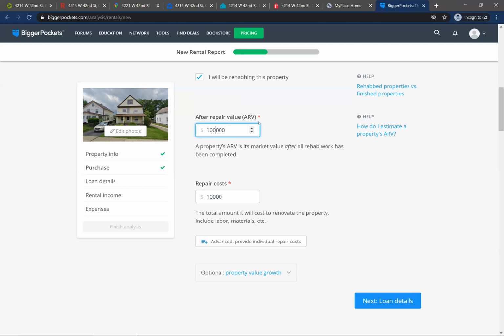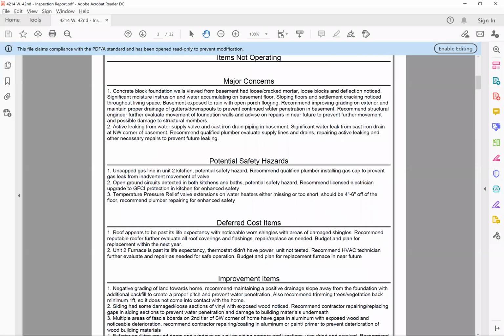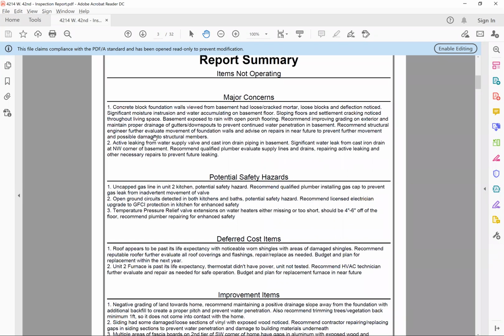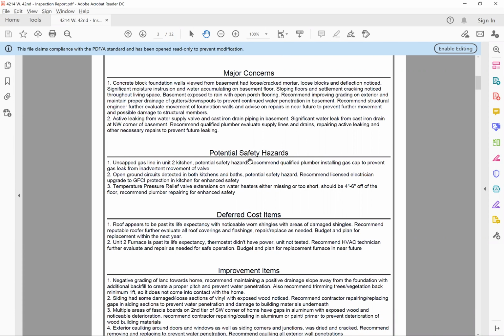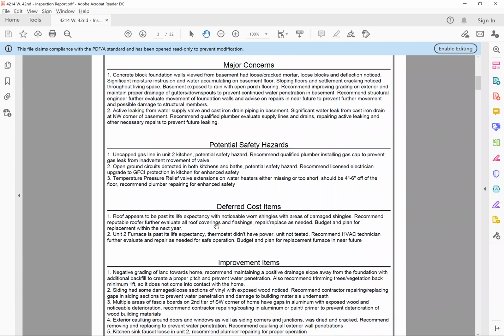So I already got the inspection report for this property. If we go to the inspection report, we'll be able to see the main items which we need to be concerned about. There are a few major concerns. There is the concrete block foundation wall with some sort of crack there, there is some active leaking from the water supply, and there are some potential safety hazards. You can go through the inspection report.